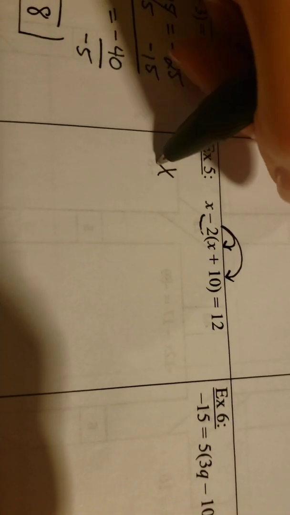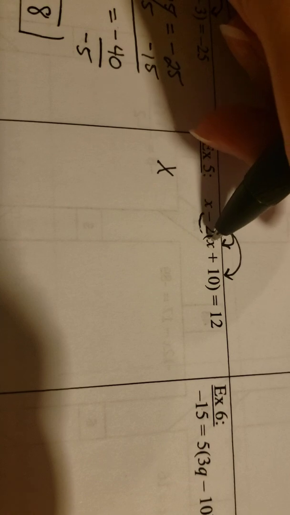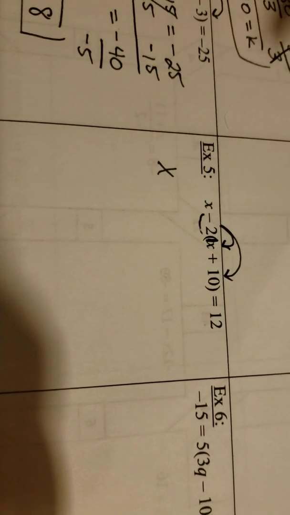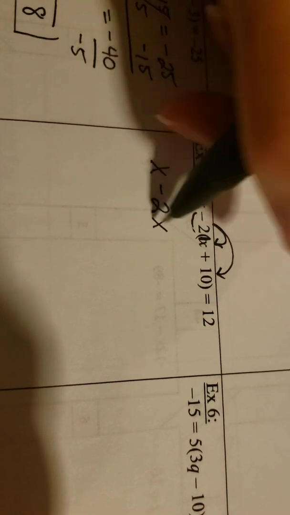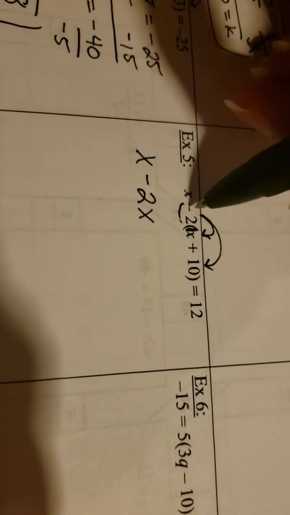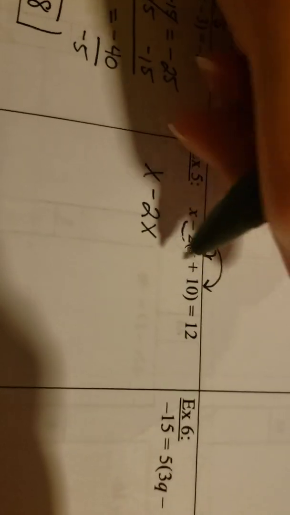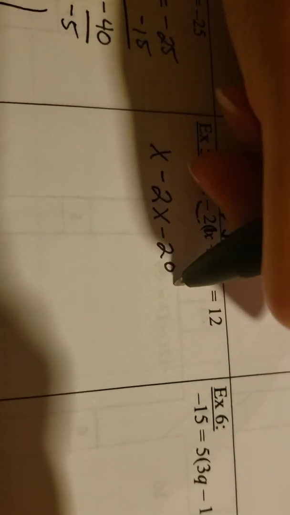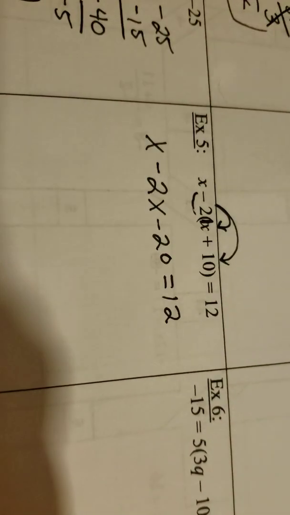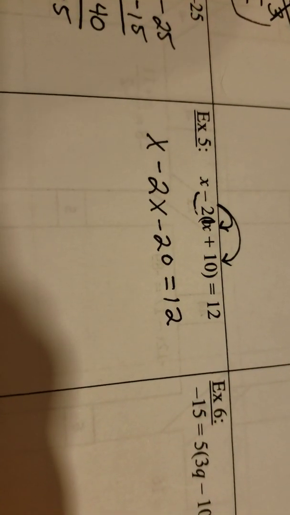So we have x and then negative 2. Remember, x is really 1x, right? So negative 2 times 1 is negative 2, and we have x, because it just comes along. And then negative 2 times positive 10 would be negative 20, and that's still equal to 12. Okay, so we did distributive property.